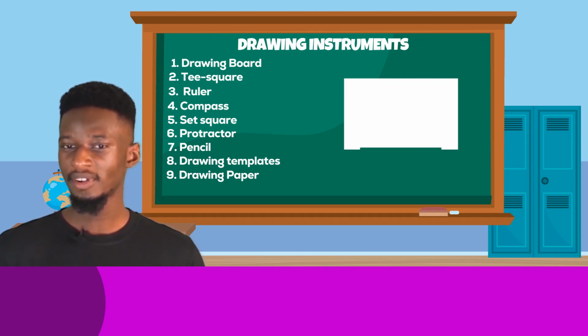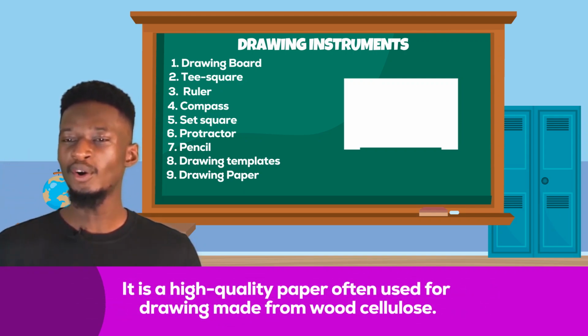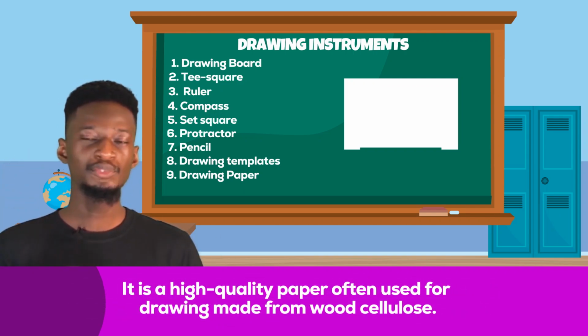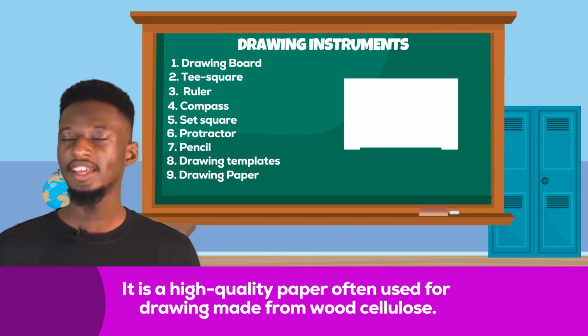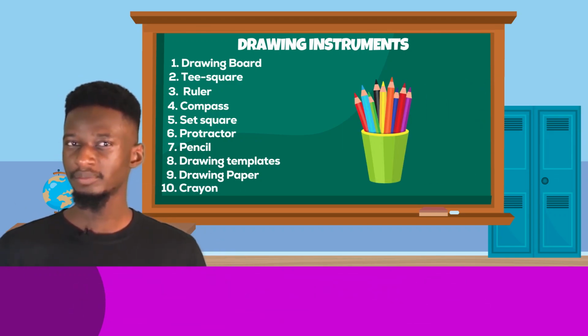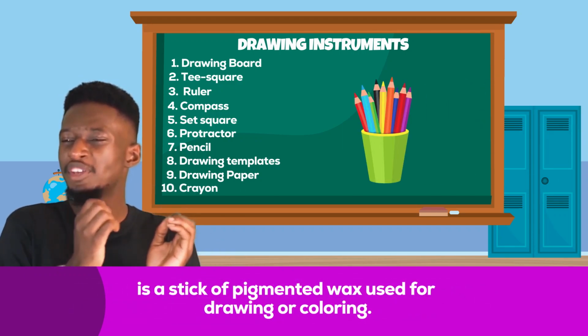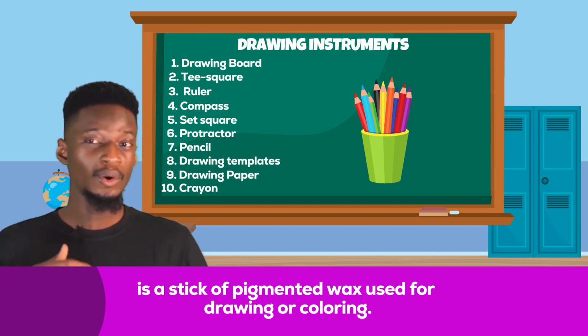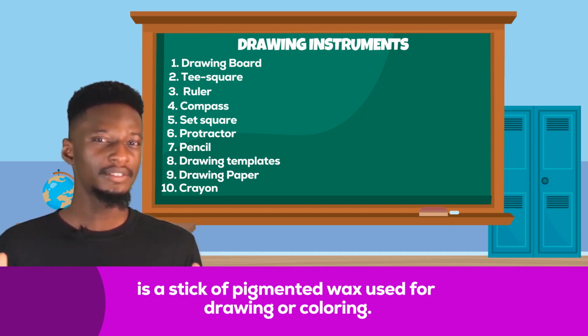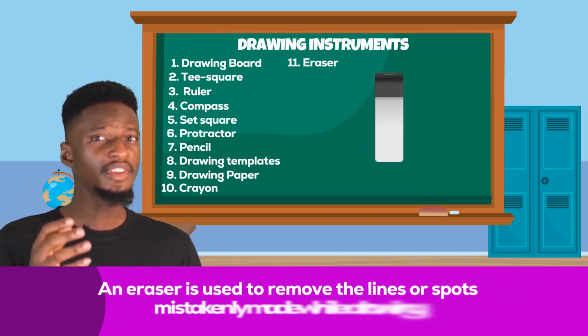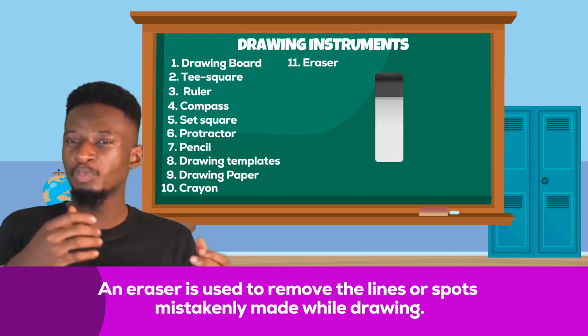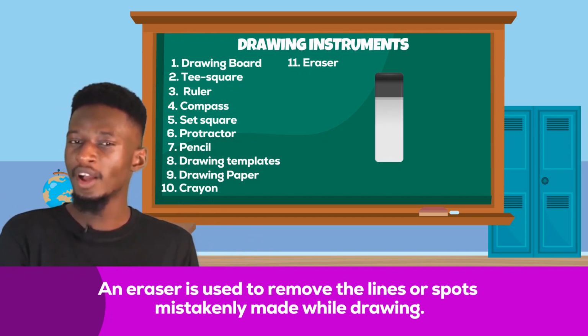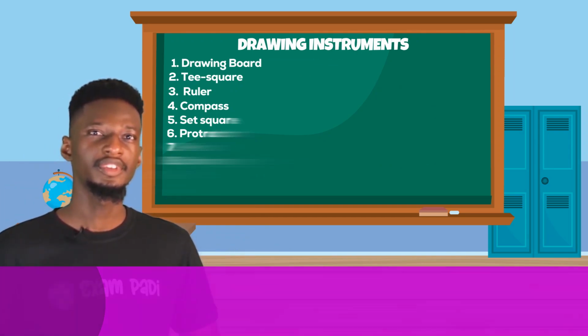9. Drawing paper. It is a high-quality paper often used for drawing, made from wood cellulose. 10. Crayons. Crayons are sticks of pigmented wax used for drawing or coloring. 11. Eraser. An eraser is used to remove the lines or spots mistakenly made while drawing.